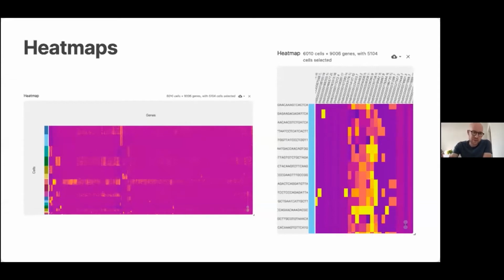And that's where heat maps come into play. Here's essentially the same data, and you see the cluster assignments, or cell type assignments, shown on the left in these colors, and then you see that across the genes, the cells have different expression patterns. And this is another way to understand whether your assignments and your clusters make sense.